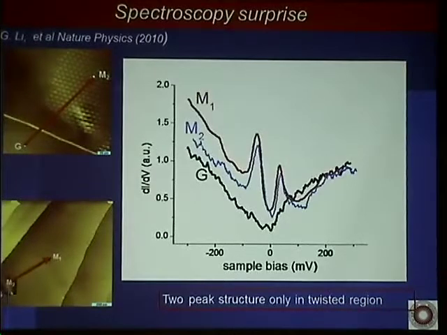So no matter where you go on the rotated area, you have these two peaks. And having peaks in the density of states is very important, because if you put your Fermi energy inside one of the peaks, sometimes really surprising things can happen, like superconductivity, like charge density waves, all sorts of neat things. So it's really nice to have something like this that is so easy to manipulate.